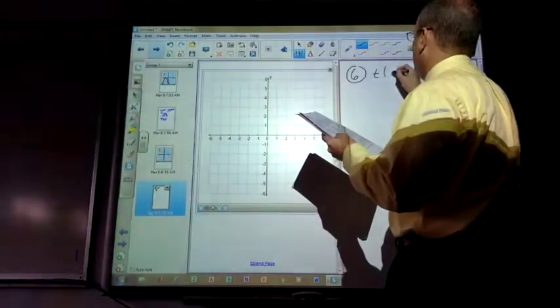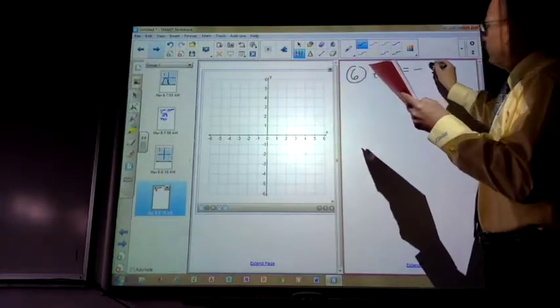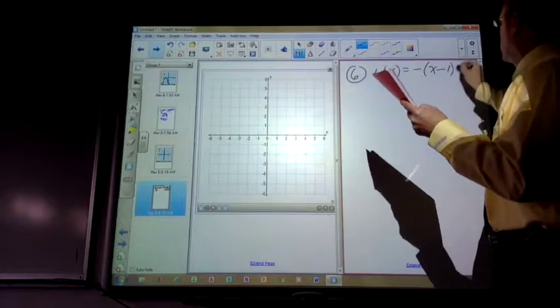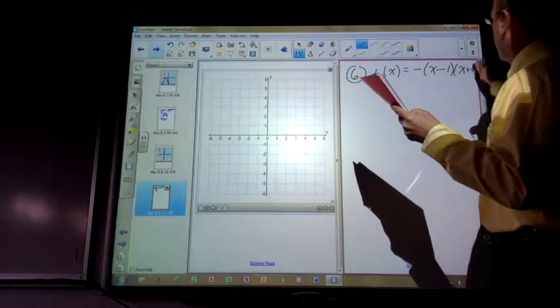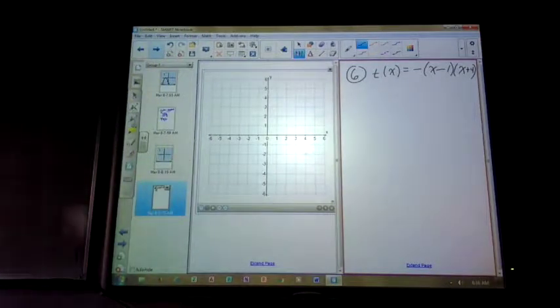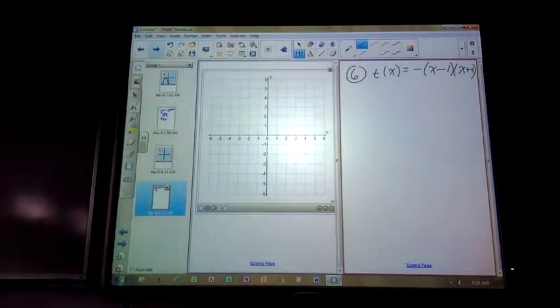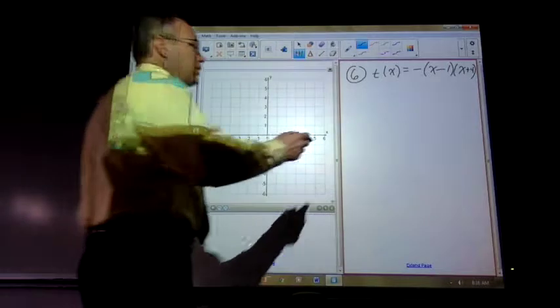So they're using t of x, and again, t of x is the same thing as saying y equals. Okay? So the negative out front would indicate what? Goes down. Okay, so I'm going to take my 2 parentheses, set them both equal to 0.